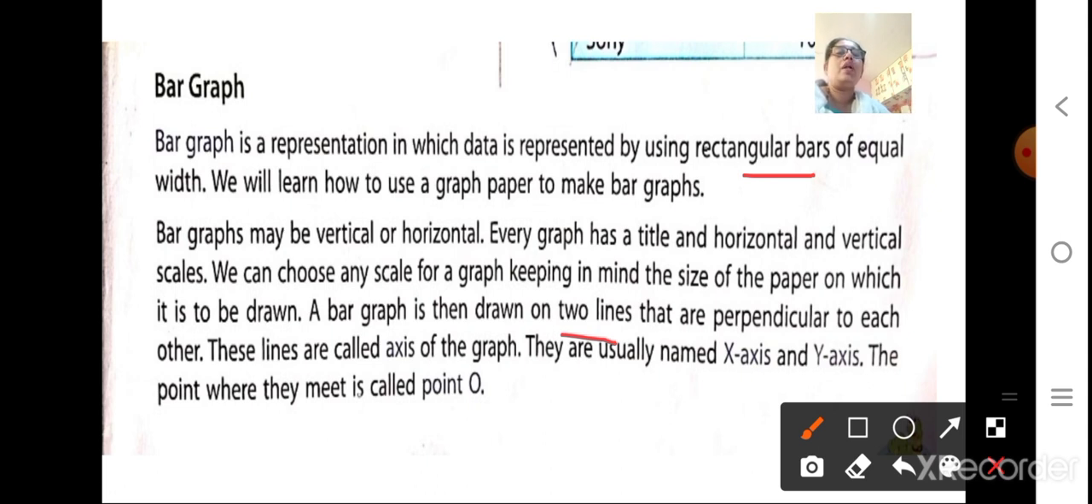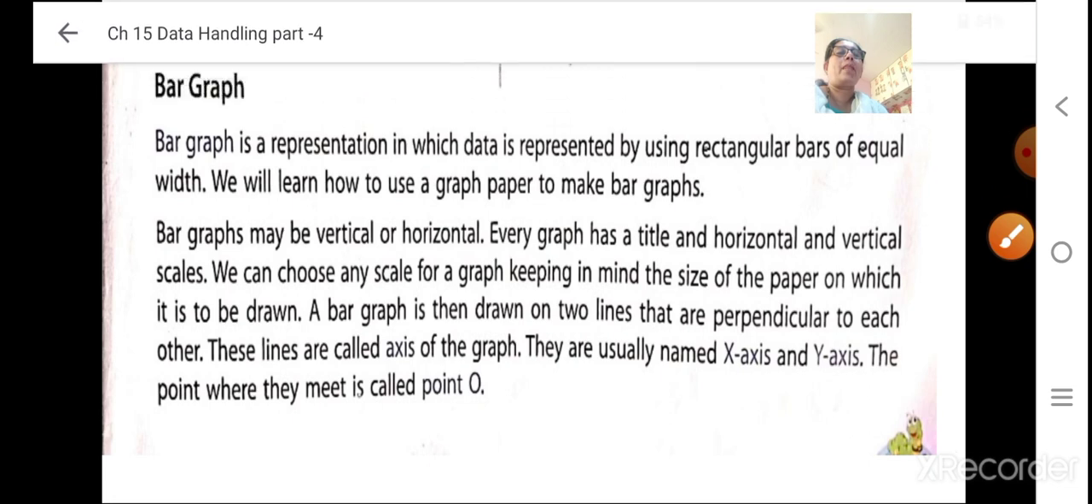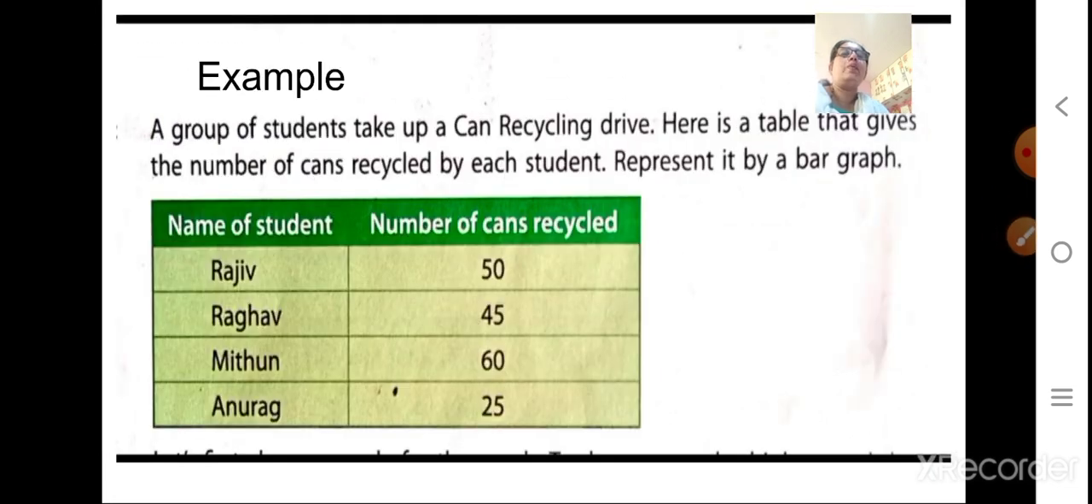These lines are called the axes of the graph. They are usually named the x-axis and y-axis. The point where they meet is called point O. Okay, now let us start with an example here.